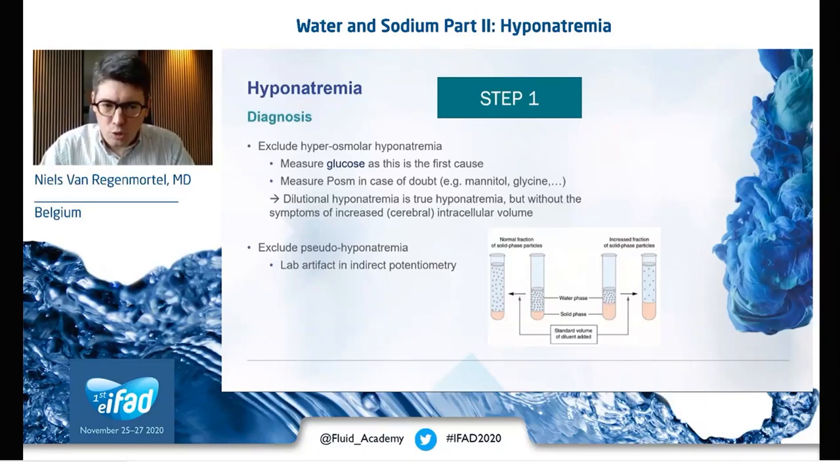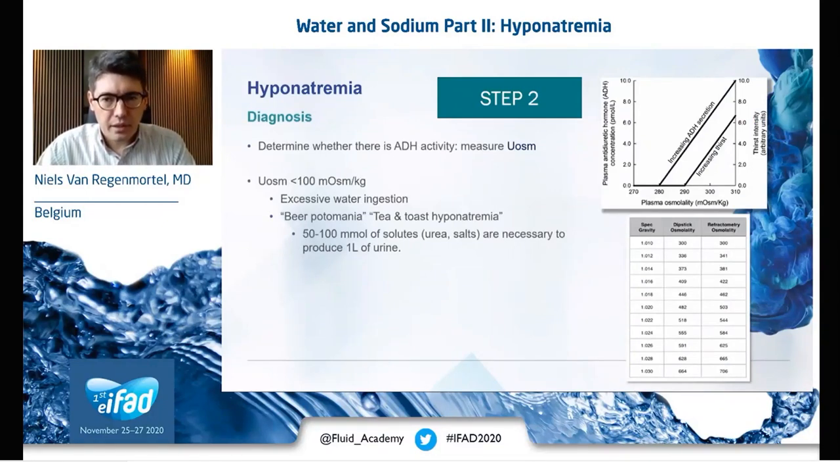Another thing is that we should exclude pseudohyponatremia. This is actually a lab artifact. It is caused by this technique called indirect potentiometry. The reason is that in this technique, some water is added to any tube that has to be analyzed. And when there is a large solid phase, for example, due to hypertriglyceridemia or due to hyperimmunoglobulinemia, what a word, we will dilute the remaining water phase, and there will seem to be a hyponatremia, which is of course not there in reality.